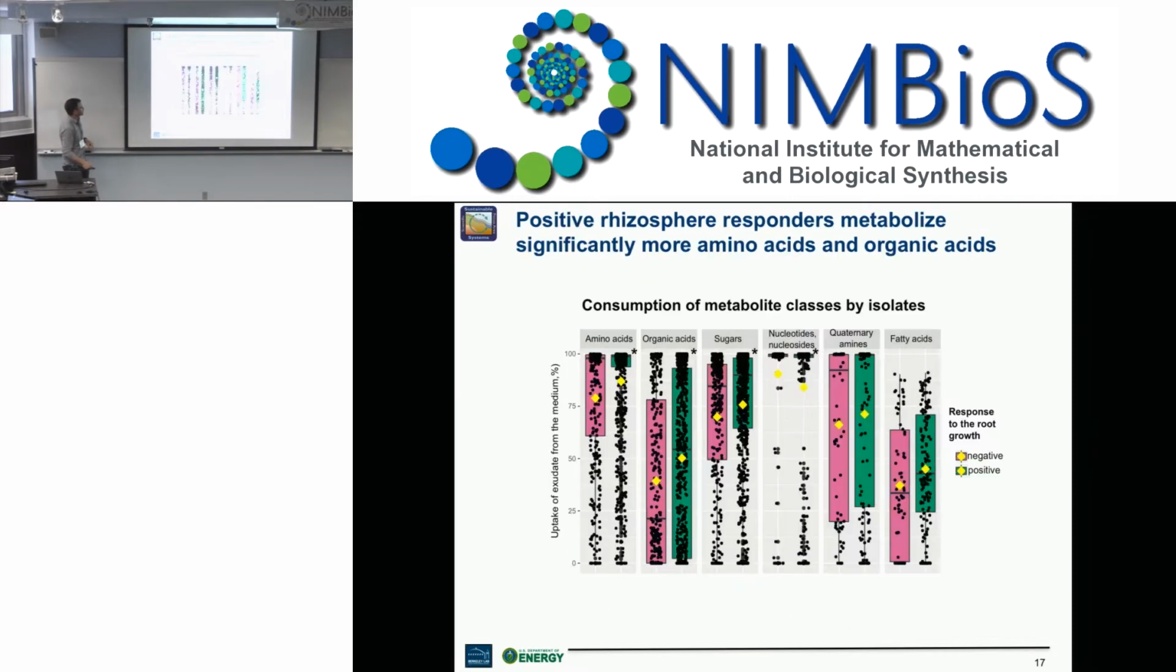Okay. And when you look at this, what we're looking at here is percent uptake from the medium, and again positive against negative, and we see a significant shift in the distribution for amino acids, organic acids, and a less substantial but also significant shift in sugars. So that tells us that the organisms that respond positively to the roots have a greater potential for uptake of amino acids, organic acids, and sugars, which corroborates our prediction from the allocation to transporters in those cells.